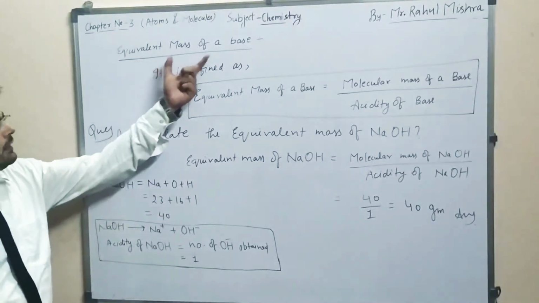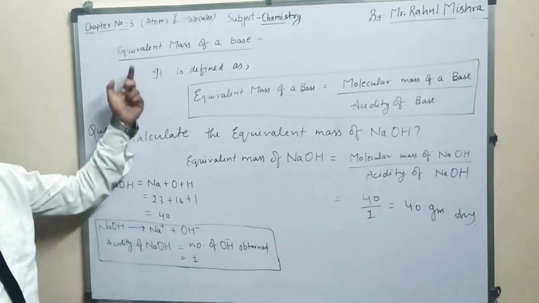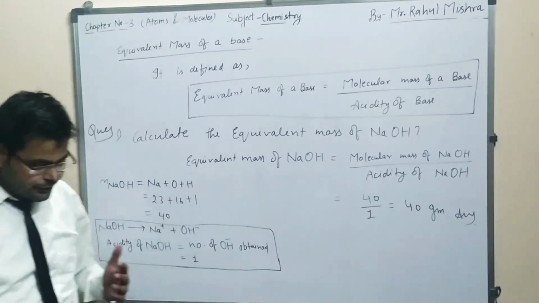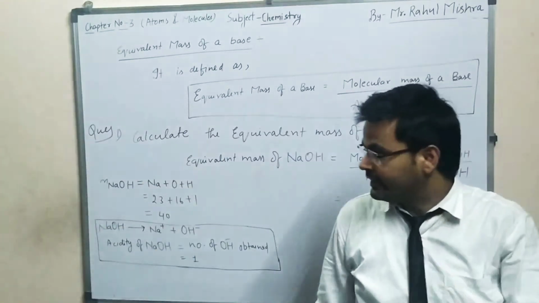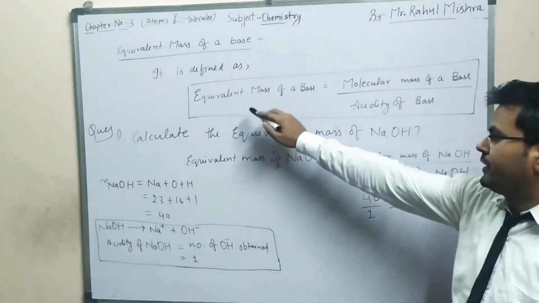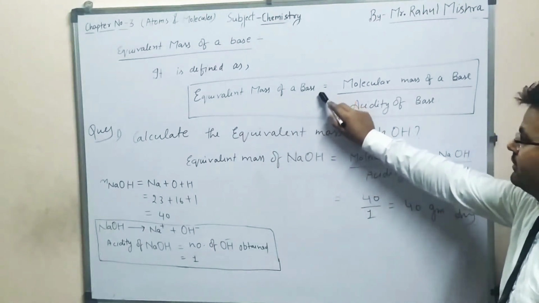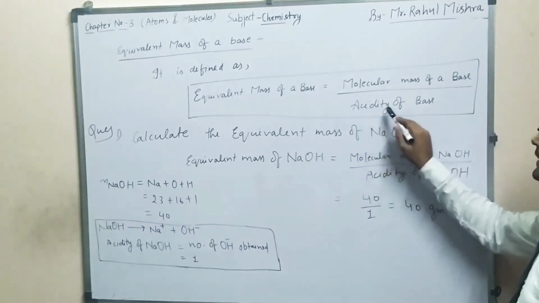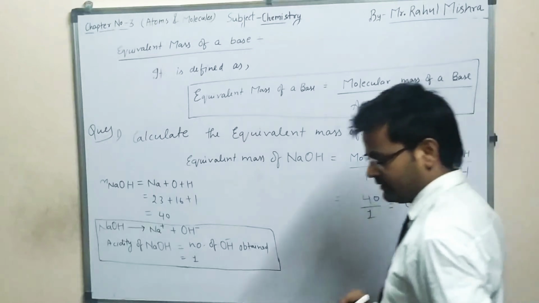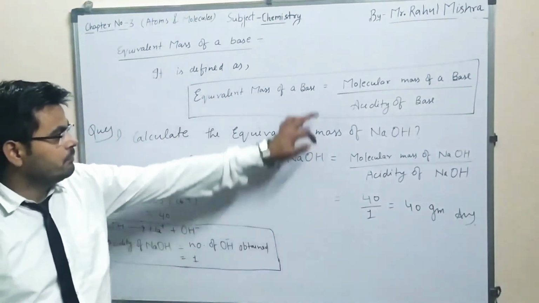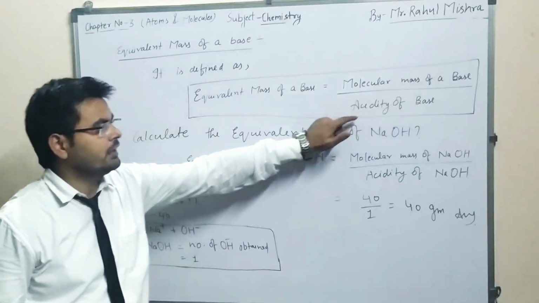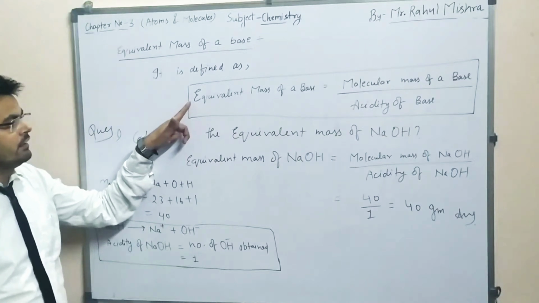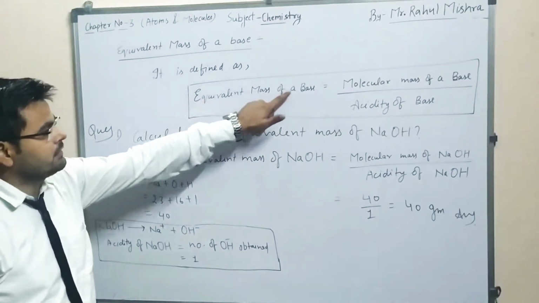So what is equivalent mass of a base? It is the next topic of chapter number 3, atoms and molecules. Equivalent mass of a base is defined as the formula: equivalent mass of a base is equal to molecular mass of a base divided by acidity of that base. It means when we divide molecular mass of a base by the acidity of that base, then we will find the equivalent mass of that base.